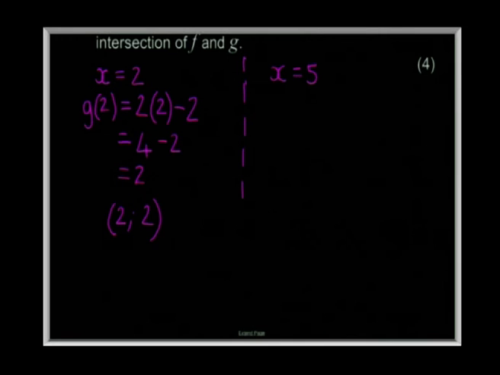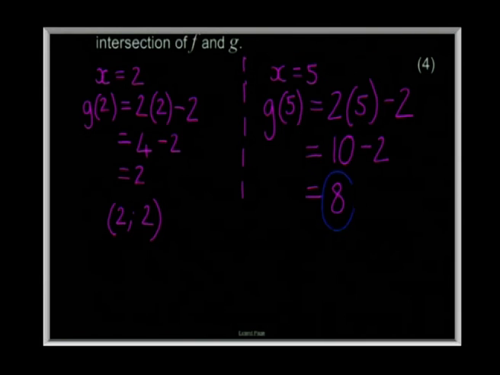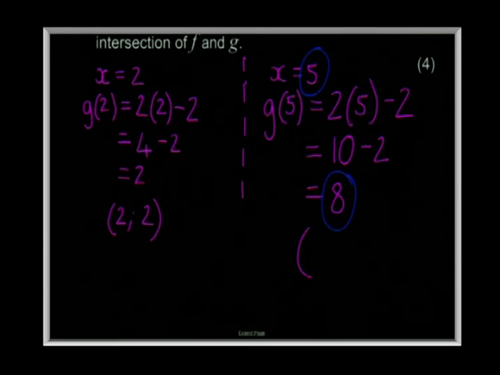Let's do this one over here. Once again, I'm going to use g of x. Wherever there's an x, I'm going to put 5 in its place. So g of 5 is equal to 2 times 5 minus 2. What's 2 times 5? That's right, it's 10. Minus 2 is going to give us an answer of 8. Now we're going to use this 8 and this 5 to make our coordinate of 5, 8. Remember, your x always goes first and your y last.